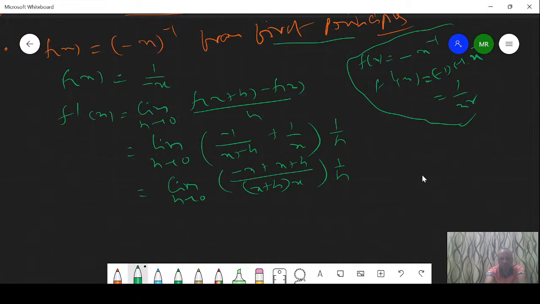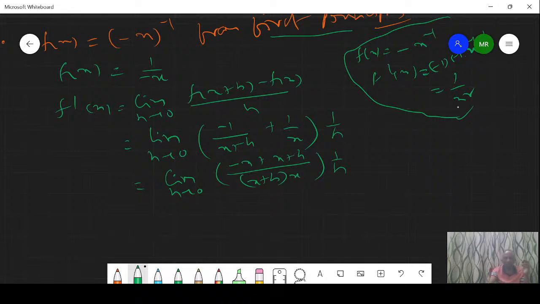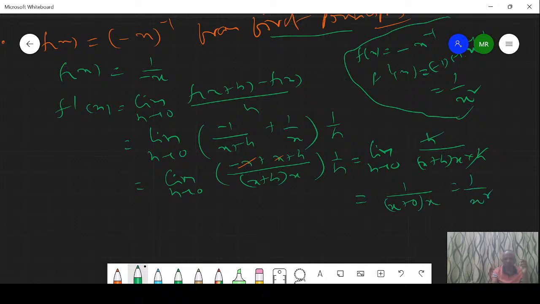Correct? 1 by h. Now you can see the denominator is x square. Minus x plus x, I can eliminate. After cancellation, I will get limit h tends to 0 of h by x plus h into x into h. So h will get cancelled. Apply the limit: 1 by x plus 0 into x. It comes 1 by x square.